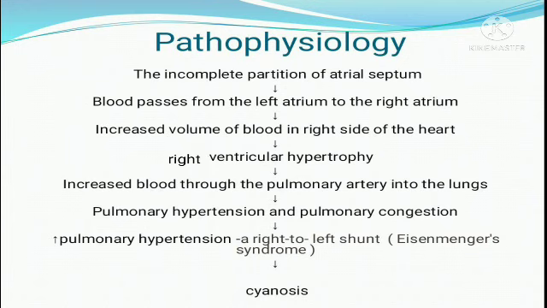Okay, so what is the pathophysiology? What happened due to the incomplete partition or the development of the ASD septal defect? Blood flows from the left side of the heart to the right side of the heart. Okay, so what happened? There is increased blood accumulating in the right side of the heart. It is causing distension of the right ventricle. Right ventricular hypertrophy forms, and this blood from the right side of the heart goes through the pulmonary artery. So pulmonary circulation increases, continuously increases.